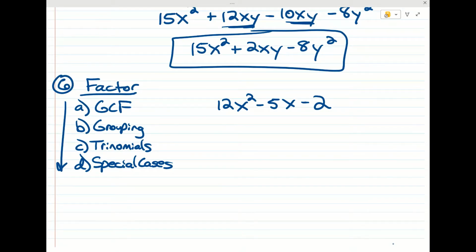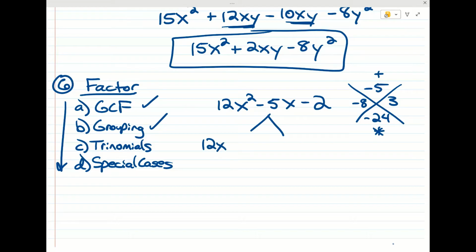Doesn't look like there's a GCF. We can only do grouping if there's 4 terms. So the way we talked about factoring using trinomials is we multiplied 12 times -2. And we're looking for numbers that multiply to be -24, and they have to add up to be -5, like -8 and 3. From here, what we could do is break up this middle term so we could factor by grouping. So instead of -5x, we're splitting it up into -8x plus 3x to get an even number of terms so we could factor this by grouping.